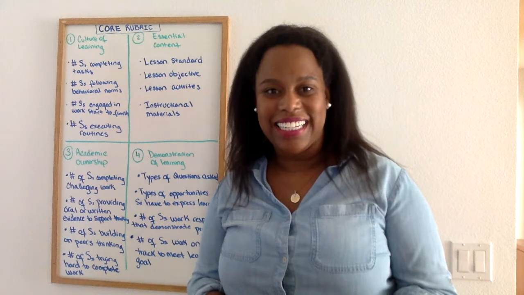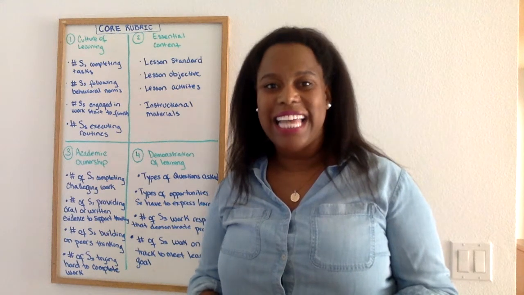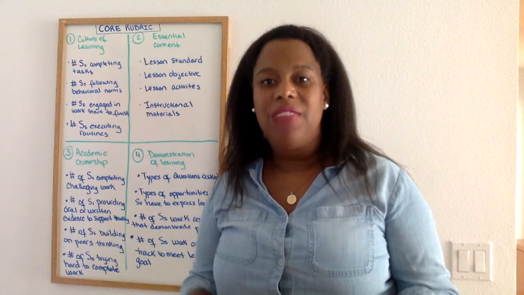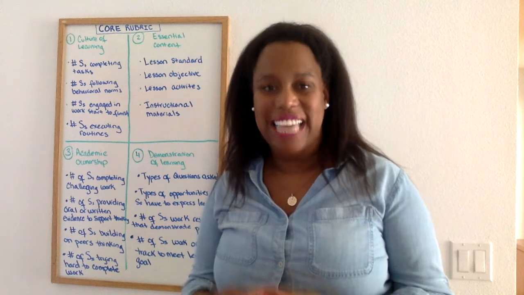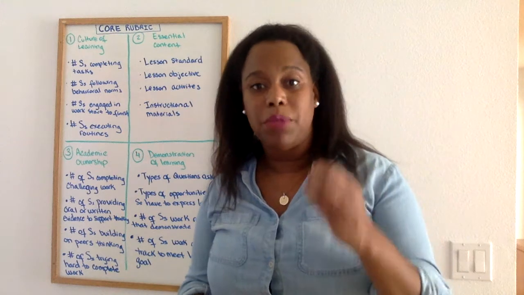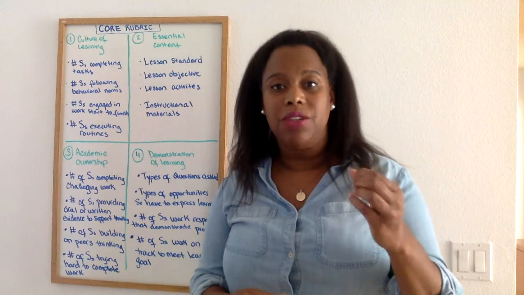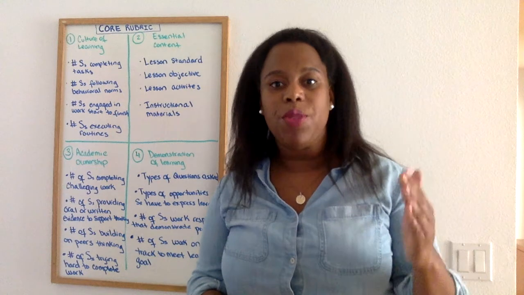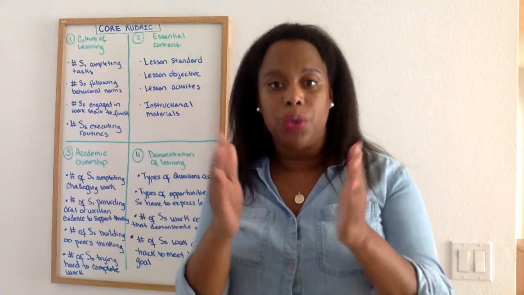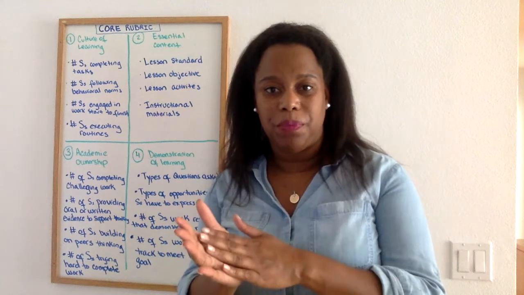Under essential content: lesson standard, lesson objective, lesson activities, and instructional materials. And these all should be aligned together. So when you write your lesson objective, it should have many of the same words as the standard. The standard may be 3 sentences long, and for this particular lesson, the objective is chunked and much shorter, but the objective should directly align to the standard.